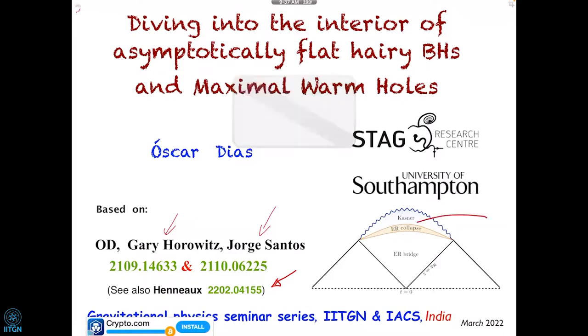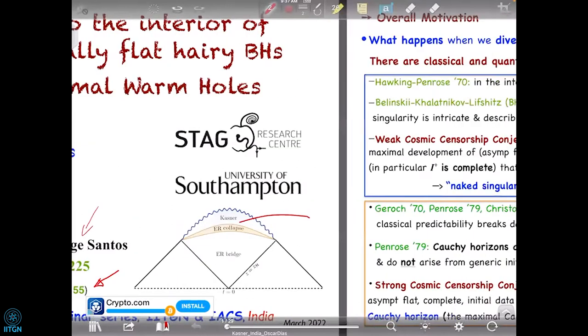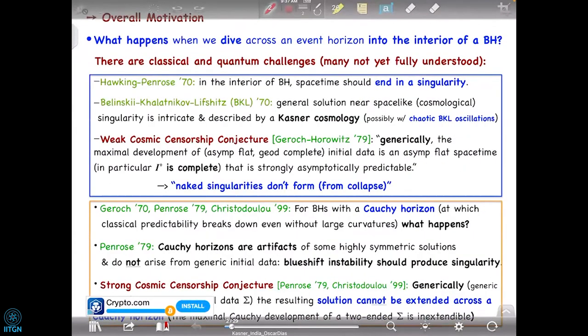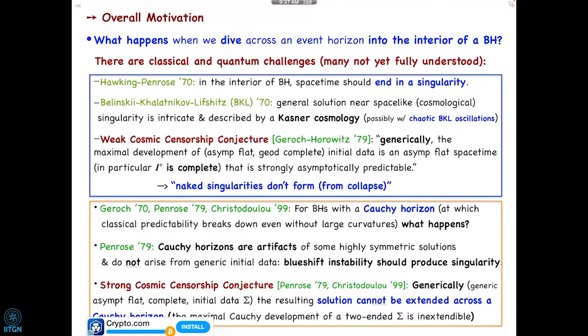Okay, very well. Let me start by giving an overall motivation for the study that I will describe today. So the main question that we want to address is what happens when we dive across an event horizon into the interior of a black hole, especially when this black hole, like the Reissner-Nordström or the Kerr black hole, is one that has a Cauchy horizon.